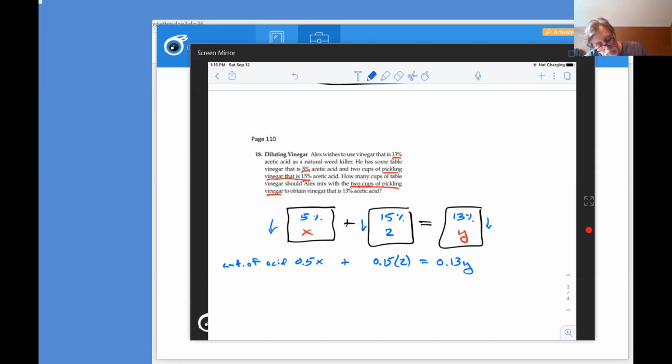Now we're just going to go with the amount of solution. And that is simply this. It is x plus 2 equals y. Let me write that in English, or tell it in English. To the 2 cups of the strong stuff, I'm going to add, I don't know how many cups, x cups of the weaker stuff to get at the end, I don't know how much of that either.